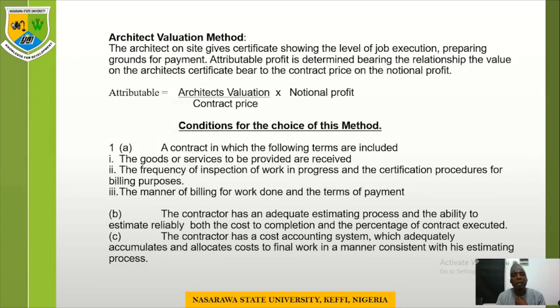The second method of computing attributable profit is under the architectural valuation method. The architect on site will normally give certificates showing the level of job execution, preparing ground for payment.